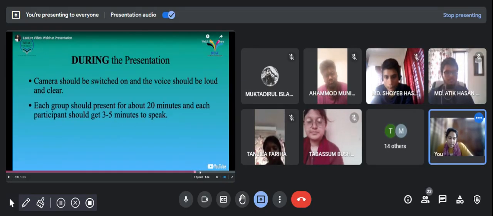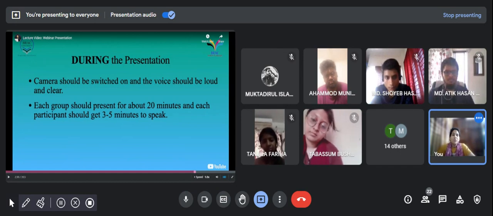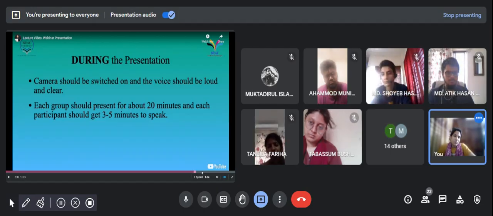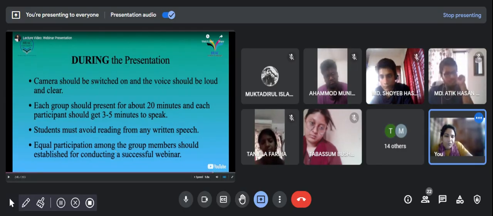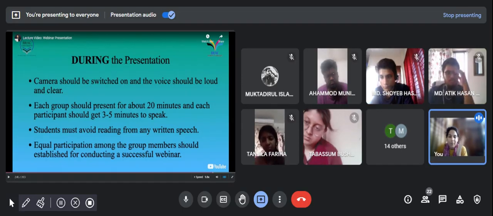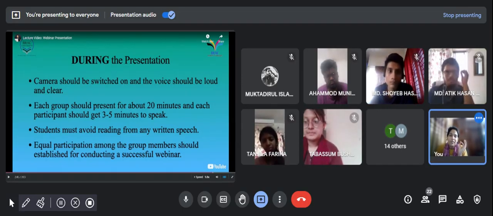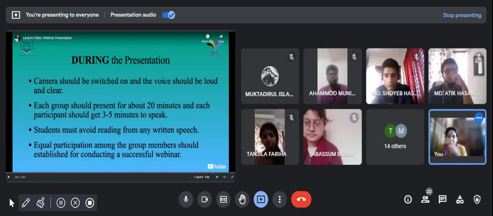All right, and each group will get 12 to 15 minutes. Okay, so your talking time is 2 to 3 minutes for each group member. And please do not read from any written paper or written speech. Make sure that you are looking at the camera and make sure there is equal participation among the group members. Okay, this is very important.